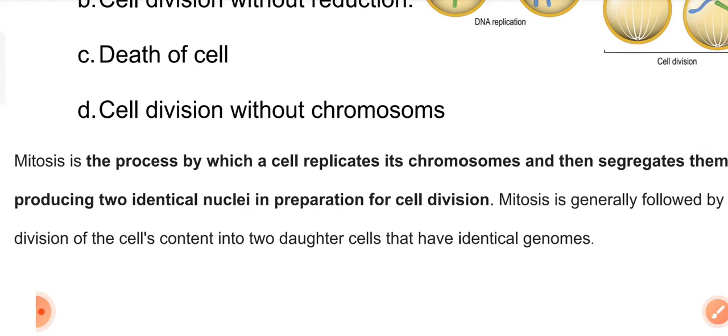Cell content is nothing but nucleus, mitochondria, cytoplasm, all the organelles which are present in each cell. So the two daughter cells that have identical genomes, that is identical chromosomes, so that is called mitosis.